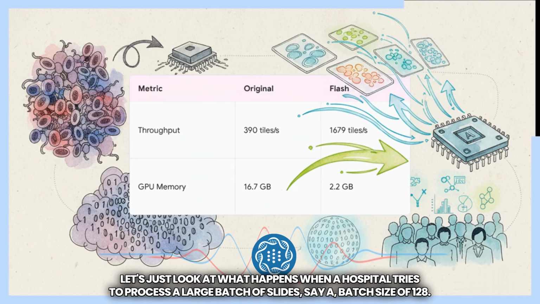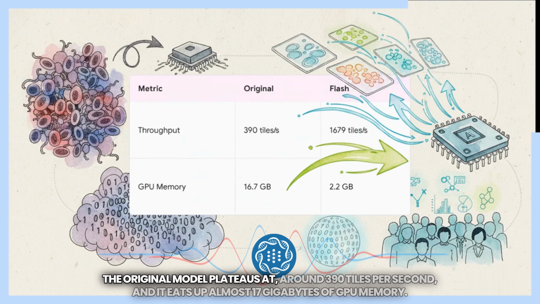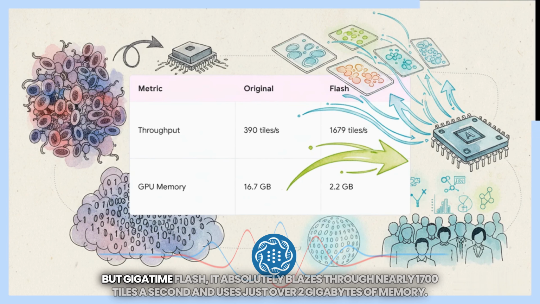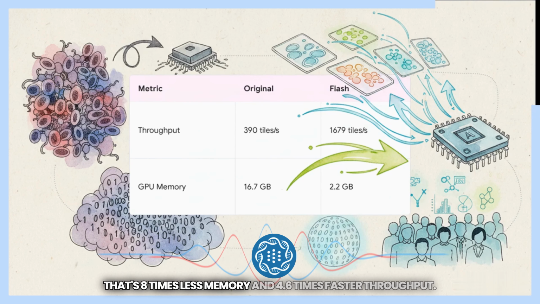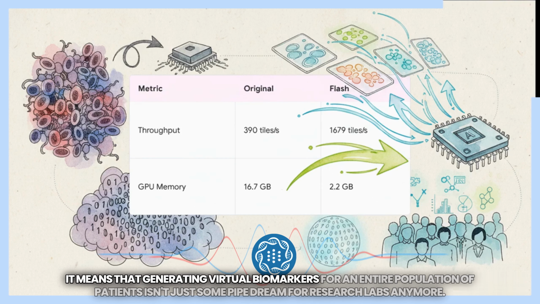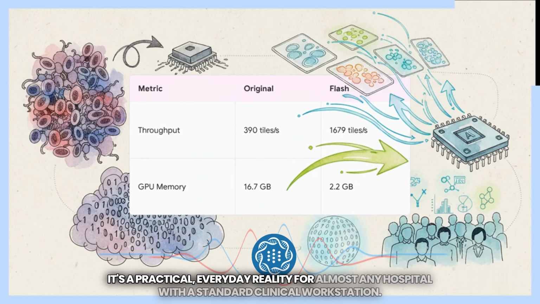size of 128. The original model plateaus at around 390 tiles per second, and it eats up almost 17 gigabytes of GPU memory. But GigaTIME-Flash, it absolutely blazes through nearly 1,700 tiles a second and uses just over 2 gigabytes of memory. That's 8 times less memory and 4.6 times faster throughput. It means that generating virtual biomarkers for an entire population of patients isn't just some pipe dream for research labs anymore. It's a practical, everyday reality for almost any hospital with a standard clinical workstation.